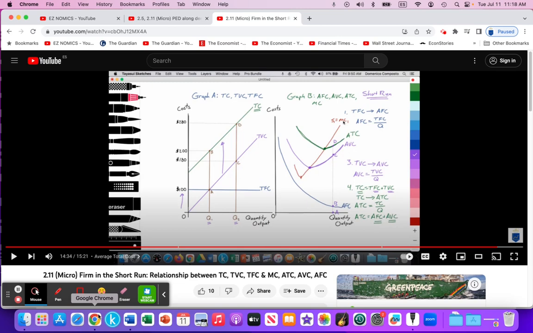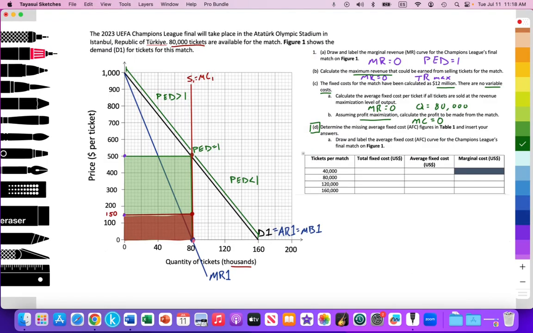So with that knowledge, we can just go ahead and fill in that the total fixed costs are constant. It's all $12 million. So I'm just going to put in 12 million for all of this. It doesn't matter if it's 40,000 tickets being offered, if it's 80,000, 120,000, 160,000, it's all $12 million in fixed costs.